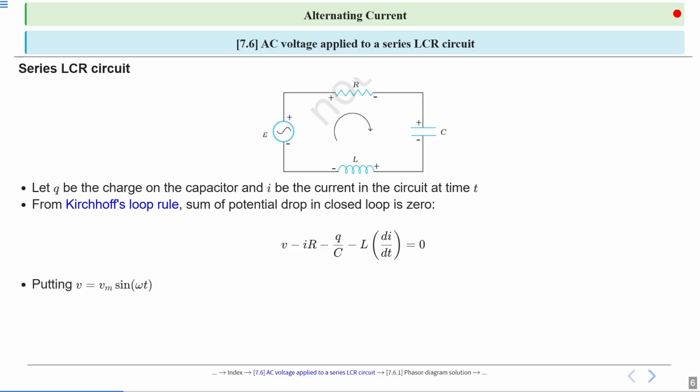Okay, so putting V equal to Vm sin omega t in this expression, it will become IR. We shift these three terms, IR minus Q by C minus L di by dt, to the right-hand side, and they become positive. So IR plus Q by C plus L di by dt equal to, and V will remain on one side of the equation, so it will become Vm sin omega t. After rearranging this equation, we came up to this expression, equation 7.20.